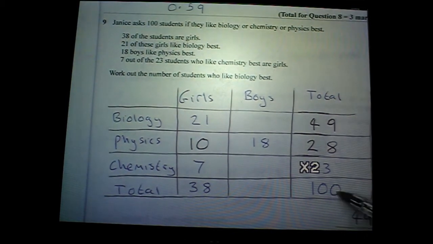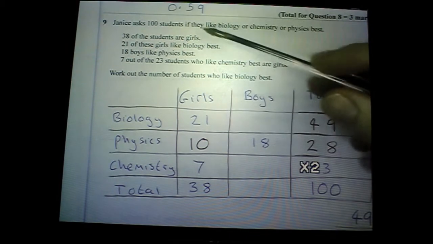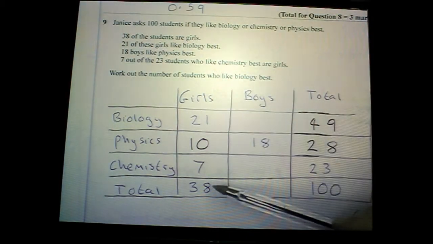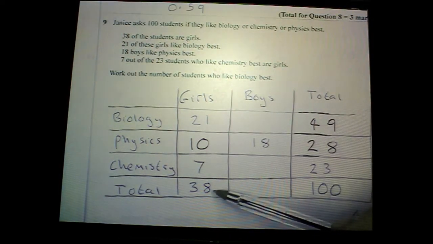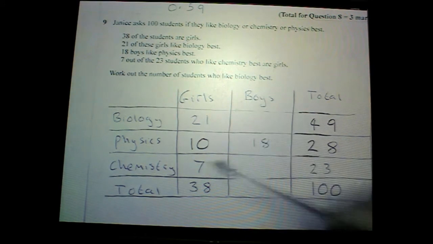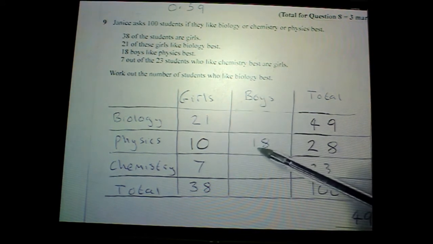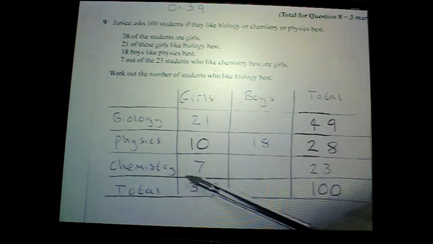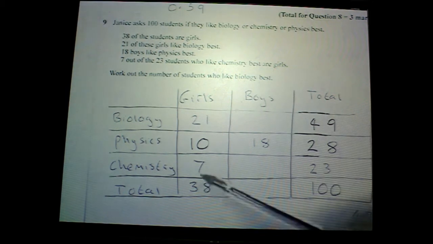So there's 100 students altogether, we're told that at the top. 38 of them are girls, so the girls' total is 38. 21 of the girls like biology best, so that's that one. 18 boys like physics best, so they go in there. And 7 of the 23 students who like chemistry best, so chemistry, 23 students there, 7 of them are girls.